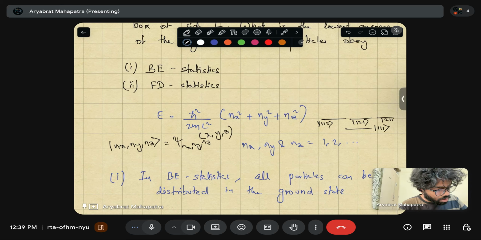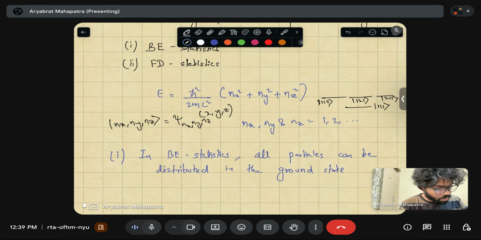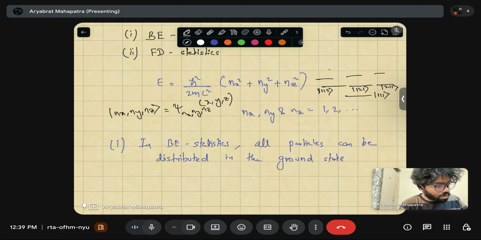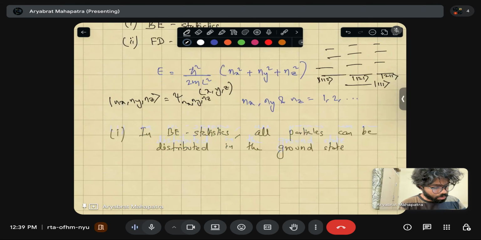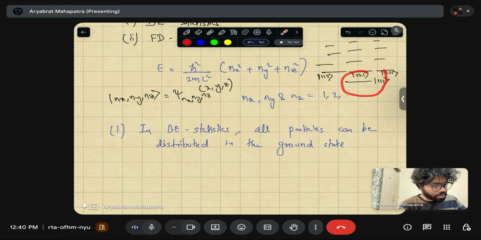This is 2, 1, so you have three states with the same energy. Likewise, you will have more energy levels for this cubic well, which we'll see later. But for Bose-Einstein we can focus only on the ground state, because since there are no constraints on distributing particles together, we can fill all the particles in the ground state.